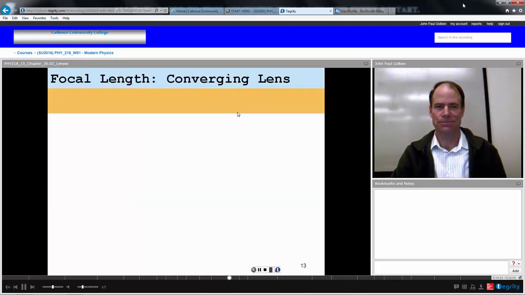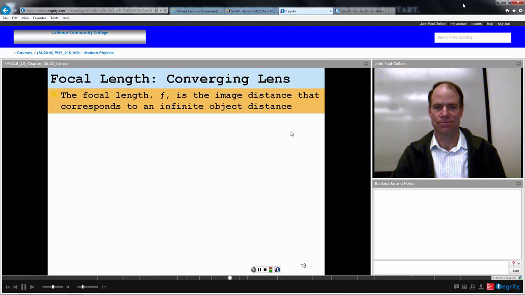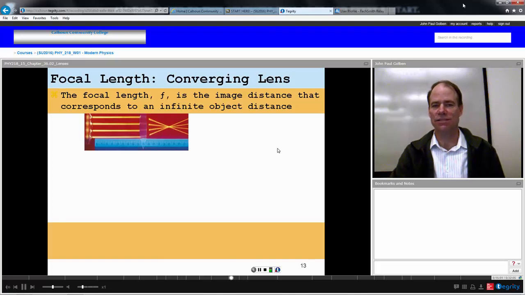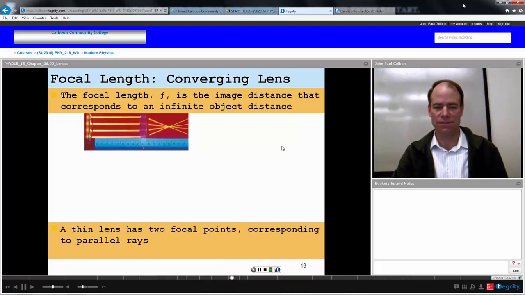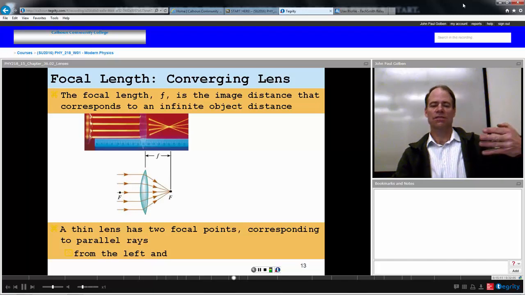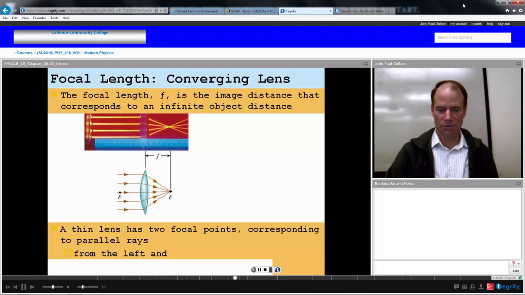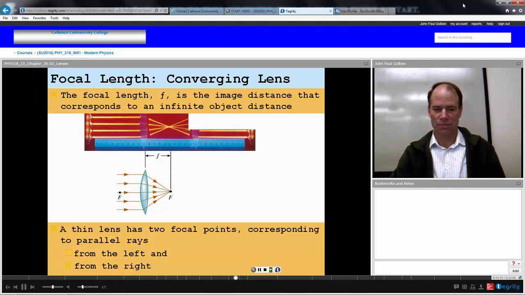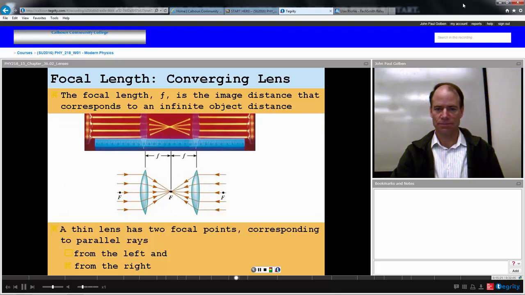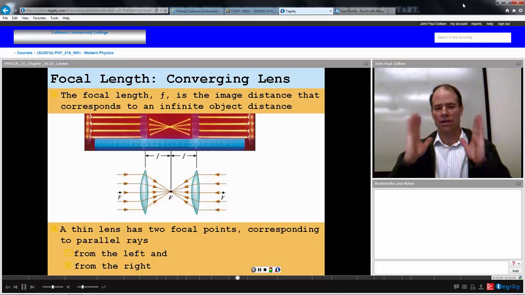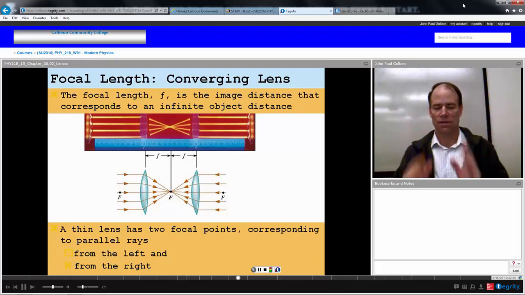The focal length, designated by little f, is the image distance that corresponds to an infinite object distance. A thin lens will have two focal points corresponding to parallel rays from the left. Parallel rays coming into the lens will converge on a point, and that distance from the lens to that point is the focal length. And parallel rays from the right. Take the same lens, have parallel rays hit the lens from the right, converge to the point, and that will be the focal length, and it's the same focal length.